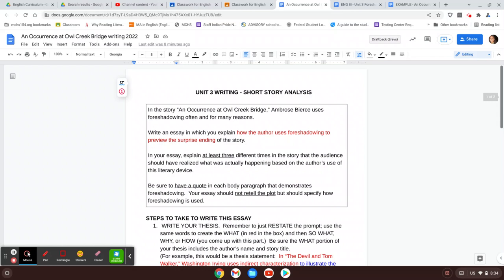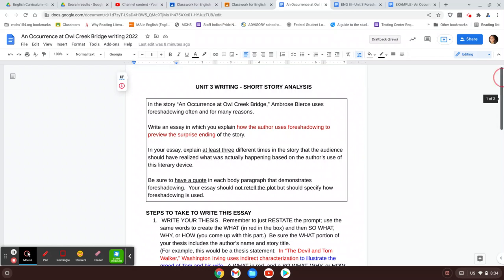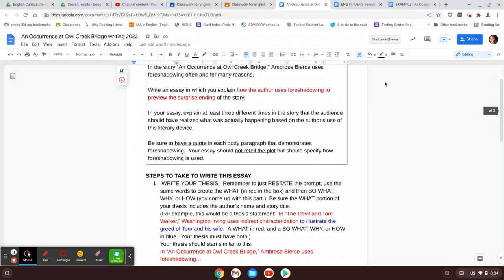if you did the guided notes and you paid attention to the story, then this writing prompt isn't too hard. Basically, you're going to put into essay format the question that I asked you to do on your note sheet, which is, how does the author use foreshadowing to preview the surprise ending of the story? The surprise ending being none of that happens. He's actually dead. So you have to use three different examples.